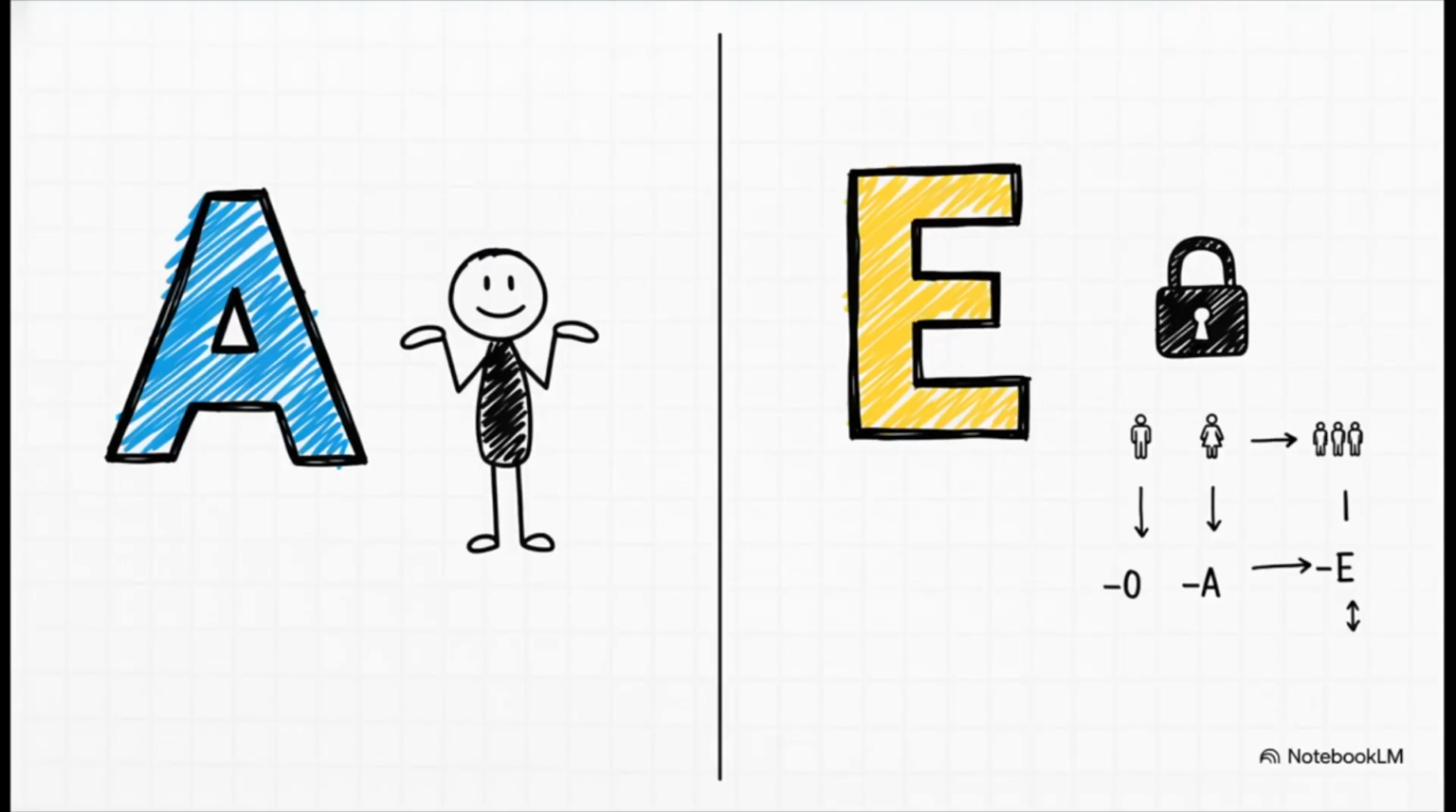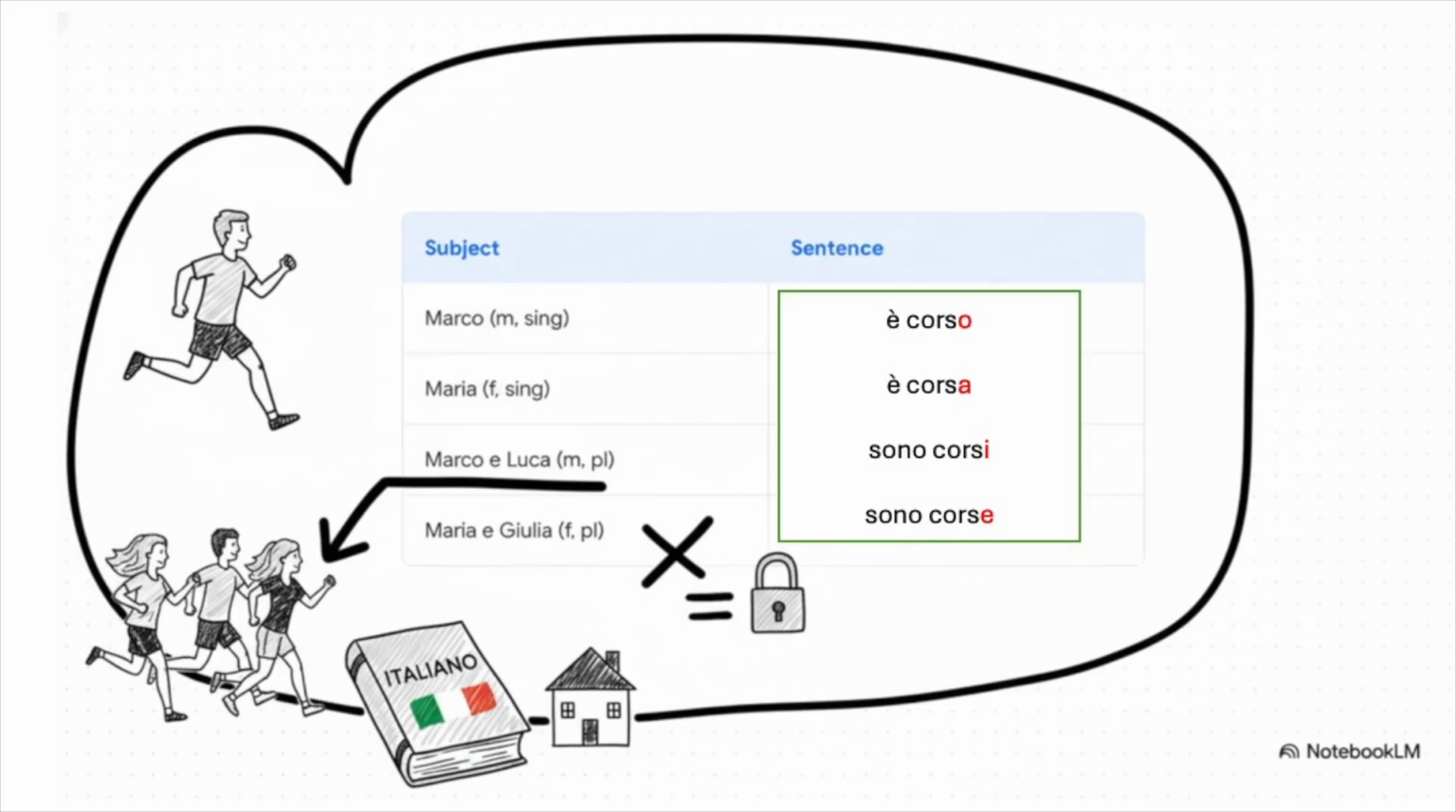And here it is. This is the big one. Anytime, and I mean anytime, you use essere as your helper verb, the past participle has to agree with the subject. That means the ending has to change to match if the subject is masculine, feminine, singular, or plural. Avere, it couldn't care less. But essere? Oh, essere is very particular about this.